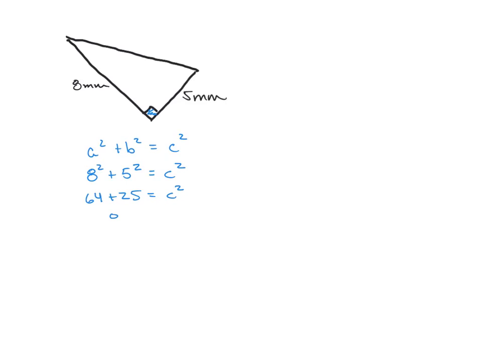If we go ahead and add this, we get 89 equals C squared. So I want to know what squared equals 89. So I'm going to take the square root, and I get 9.433. I'm going to go one more digit. I'm going to add the 9 so that I see that this rounds up. So this is going to be 9.434 equals C, and we include our millimeters.